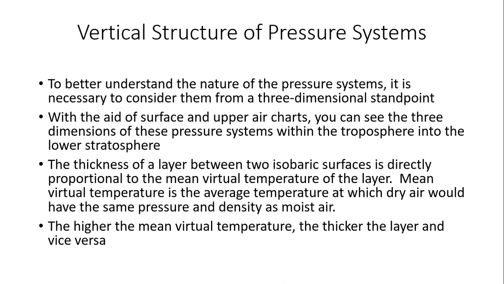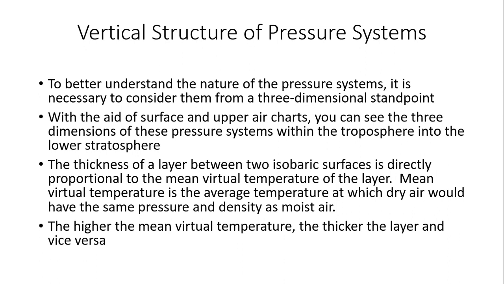Now, with the aid of surface and upper air charts, you will see that there's a relationship amongst those three dimensions of the pressure systems within the troposphere into the lower stratosphere. Now, keep in mind, the troposphere is the layer at which all weather occurs, and it's basically from the surface, extends upward aloft. The second layer of the atmosphere above the troposphere is known as the stratosphere.